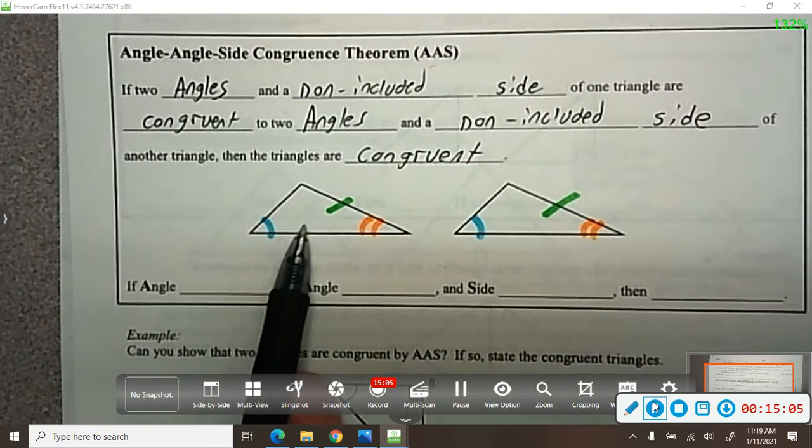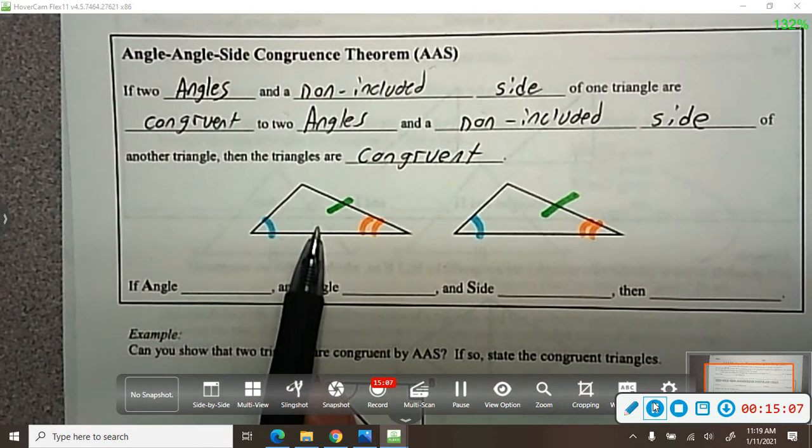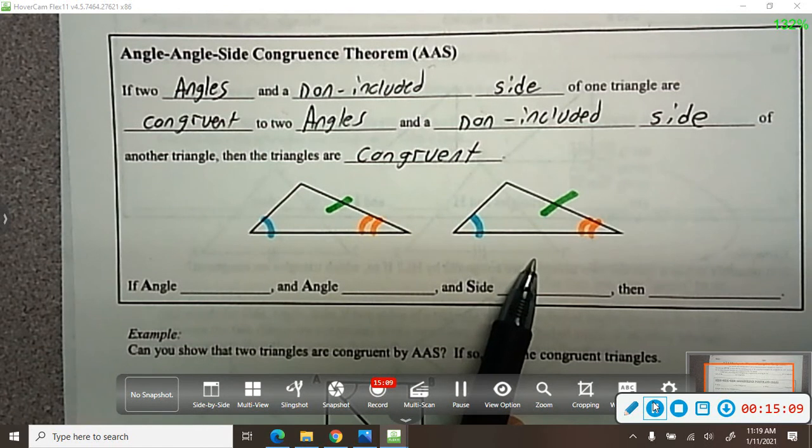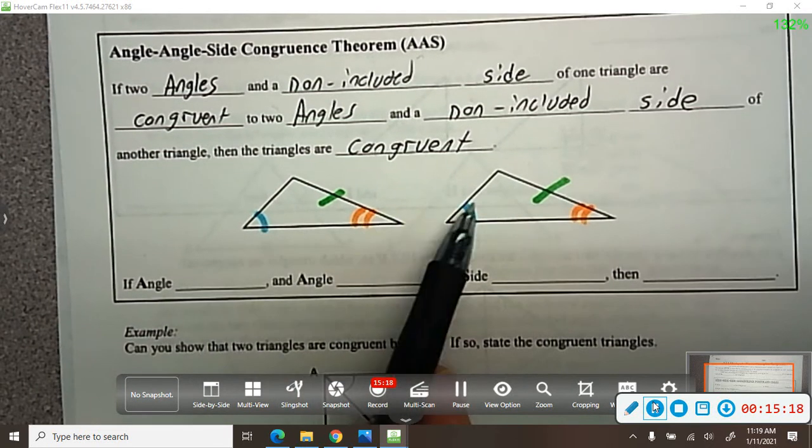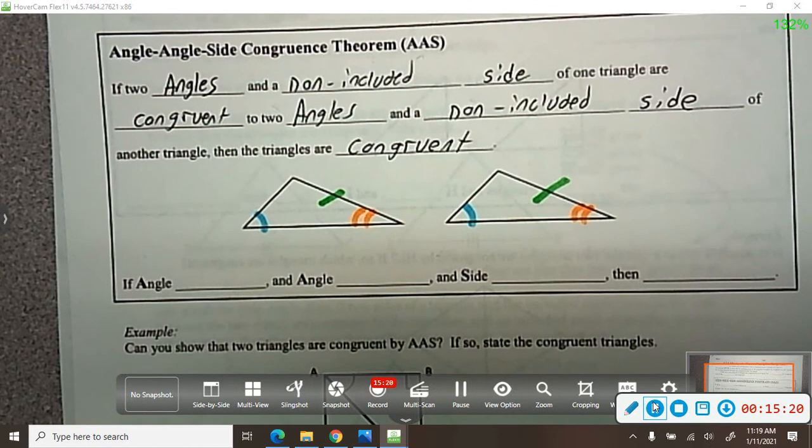So if this side had been between the two angles, like if it had been here and here, we would call that ASA. If the side is not included, we call it angle angle side. So it could have also been over here. So if the side's included, you say ASA. If it's not included, then you say AAS. Right.